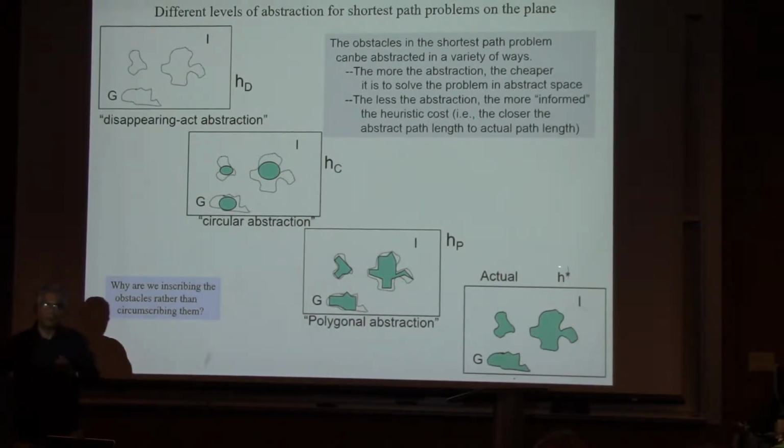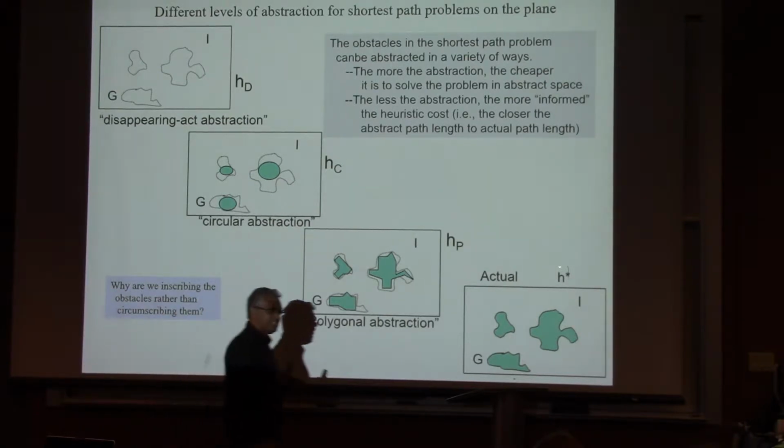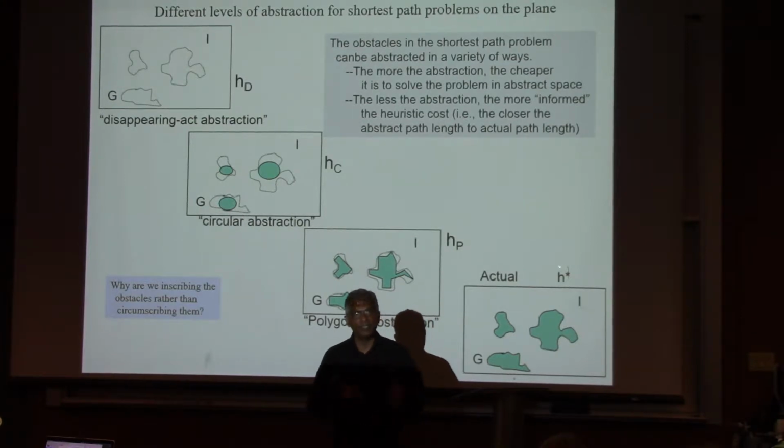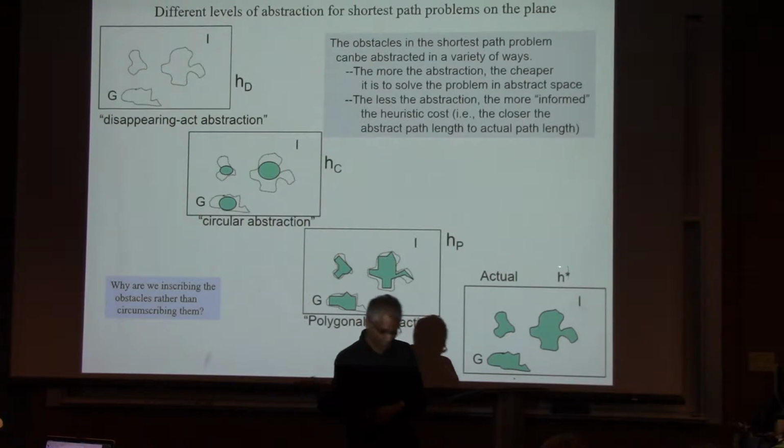Because when you circumscribe, you are saying certain paths that were before feasible are not going to be feasible. And when you do that, obviously, you no longer have admissibility. Because it's not an abstraction. If it is an abstraction, you are admissible. If not, it's not. It's a pretty powerful connection to make.